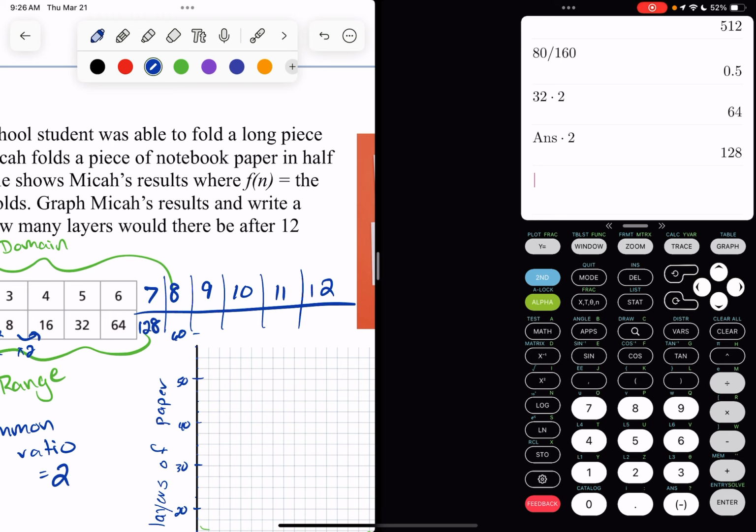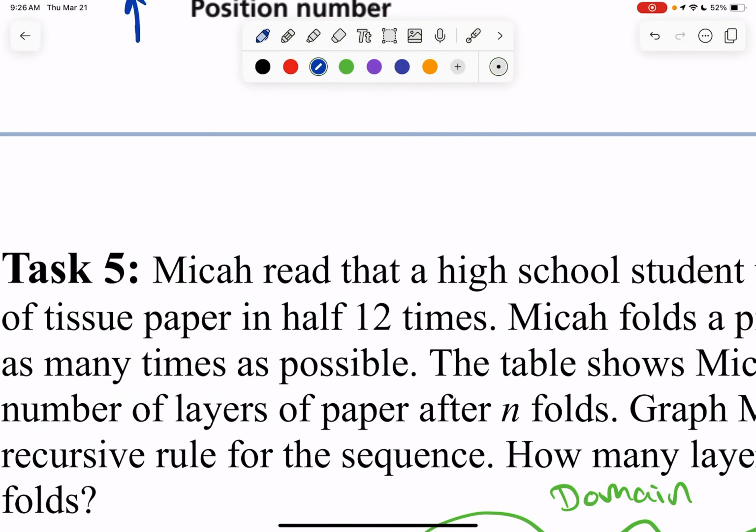Then 128 times 2 is 256, so that'd be the 8th fold. 512 for the 9th fold. 1024 for the 10th fold. 2048 for the 11th fold. And the final fold, fold 12, 4,096 layers of paper.